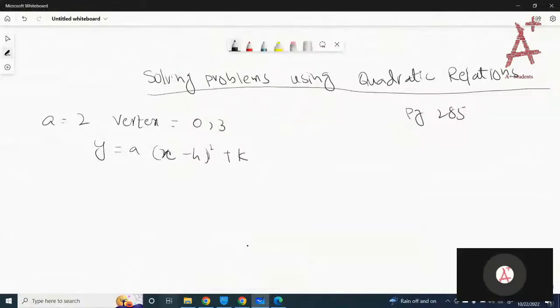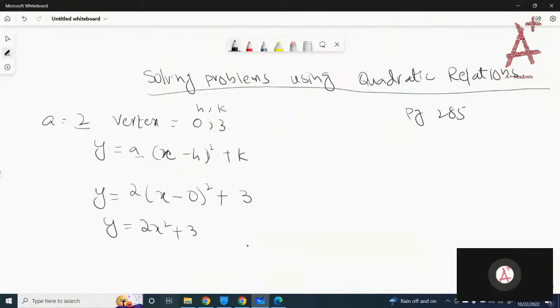You are given a vertex that is (0, 3). So the vertex is (h, k), which means h is 0, k is 3, and a is 2. Just replace a with the value 2, then x minus h is x minus 0, whole squared, and plus k is 3. Got it? So the equation is y equals 2x squared plus 3. That would be the equation of the parabola. Got it?